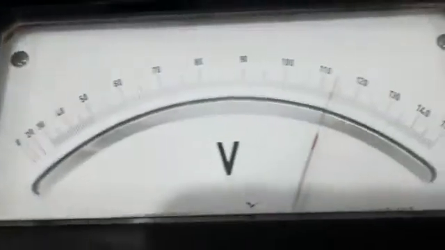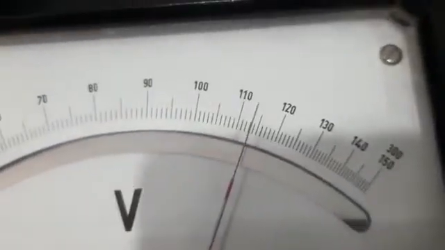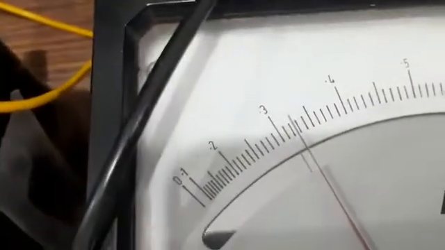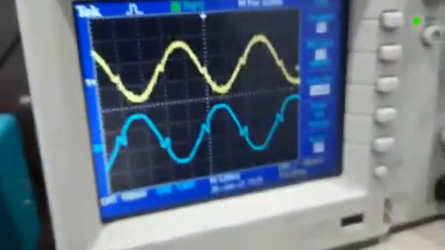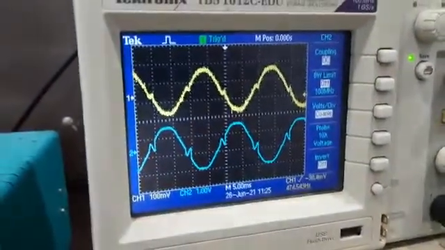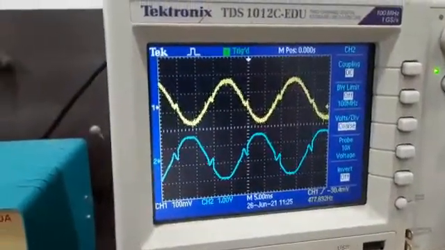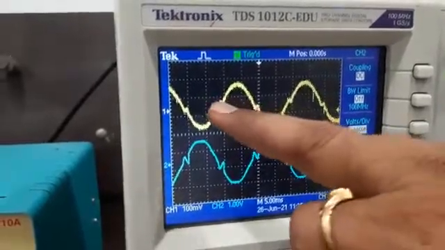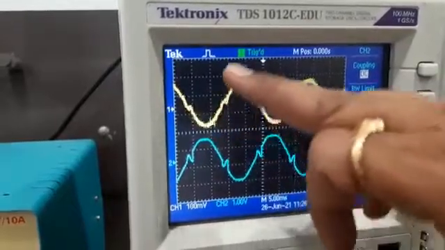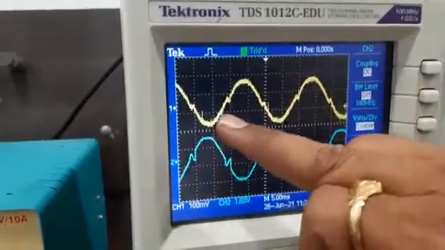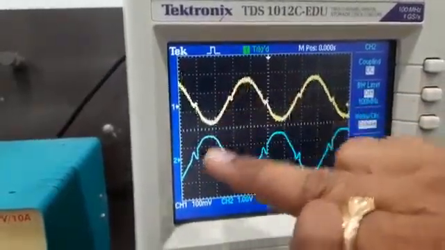For 30 degrees, you can observe the voltage has increased. It is nearly 115 or 114. Now the current is 0.33. Now you can observe the waveform. We get a nearly pure sine waveform, with only a small disturbance here. So now you can observe the sine waveform, for voltage and the current.